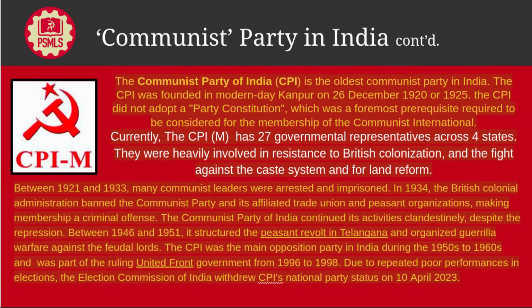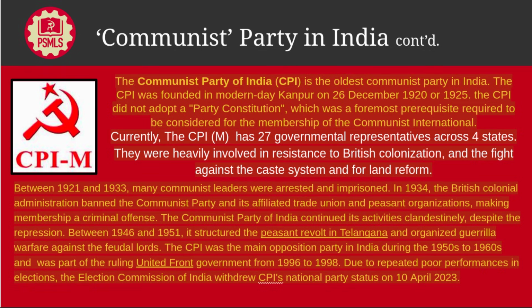All right, go ahead. Now here's the CPI. You heard it mentioned. And I have been informed that there was a CPI and that it split. That is not the information that I received. So maybe there's two organizations there now. Someone can, in the discussion, tell what that's all about. But I'm talking about here the Communist Party of India, CPI, the oldest communist party in India. CPI was founded in modern-day Kanpur in December 1920 or 1925. There's a dispute as to when it was founded, so I just put them both in.